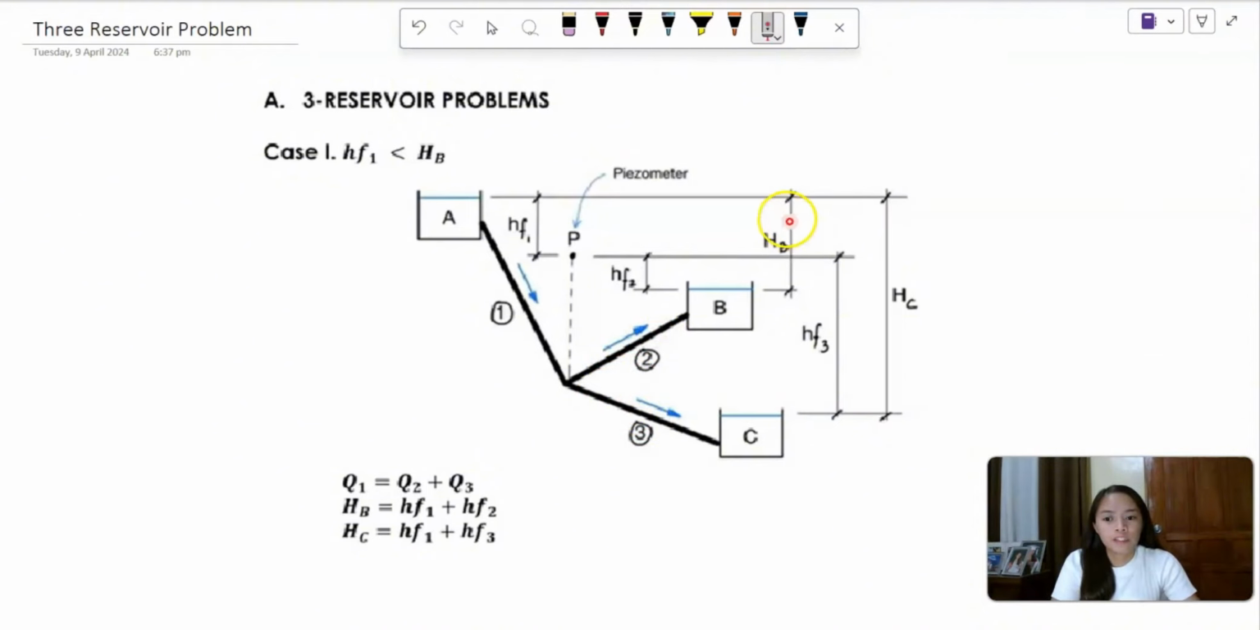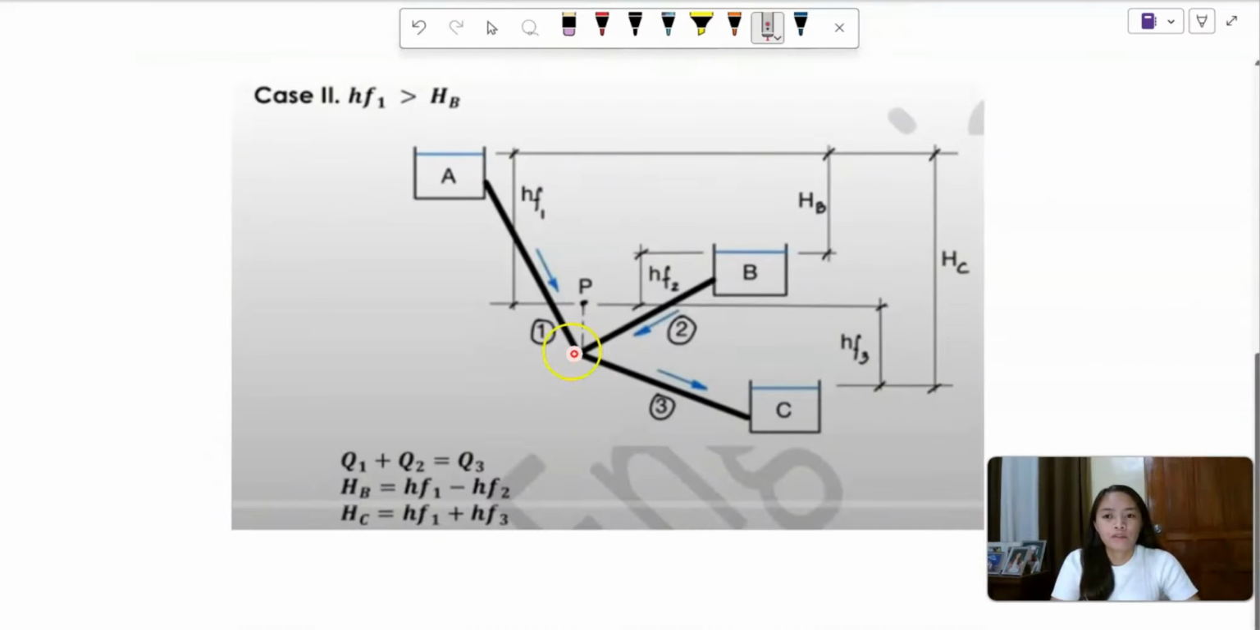So HB again is just the sum of head loss in pipe 1 and the head loss in pipe 2. And HC is just the sum of head loss in pipe 1 and head loss in pipe 3. So that is for case 1. For case 2, we have here head loss in pipe 1 greater than the head at B. So why? It is because of the flow being from the highest reservoir A, and the flow from B, towards junction P.